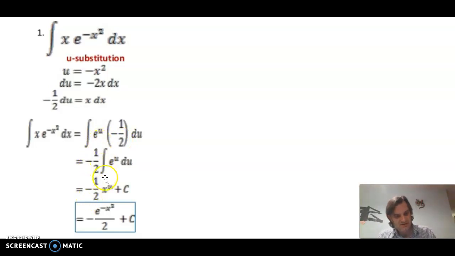E to the u integrates to e to the u. We'll replace that u back with negative x squared. So we get negative 1/2 e to the negative x squared plus c.